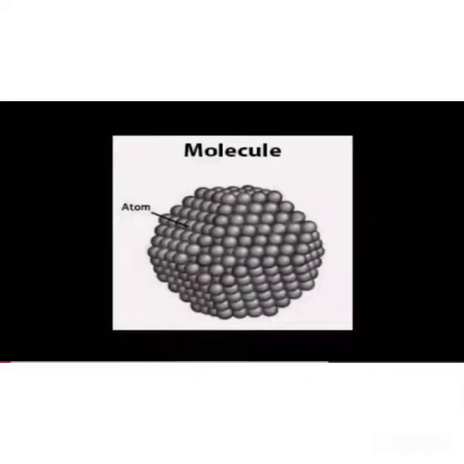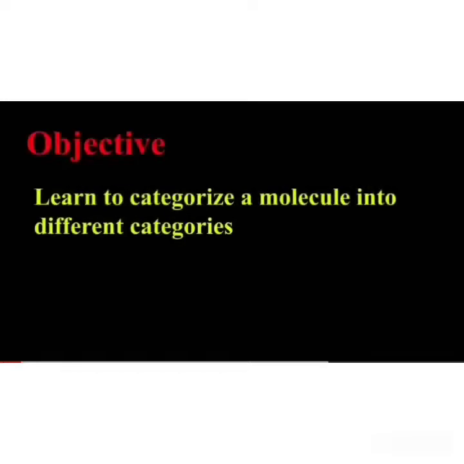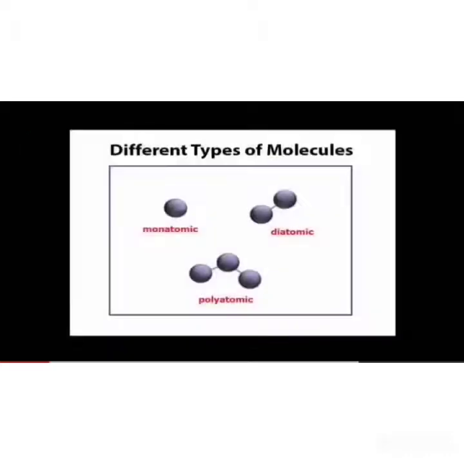We know that a molecule is made from 2 or more atoms. In this video, we will learn to categorize a molecule into different categories based on the number of atoms and the types of atoms. Let's first learn about the different types of molecules based on the number of atoms in it. There is some matter around us which exists in the form of a single atom. These are called monoatomic molecules.